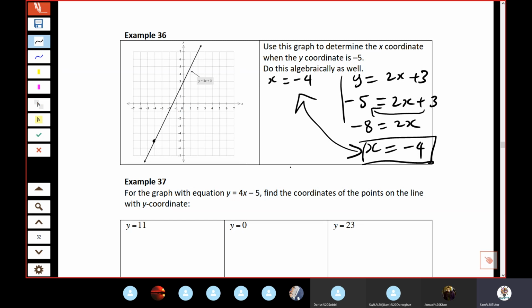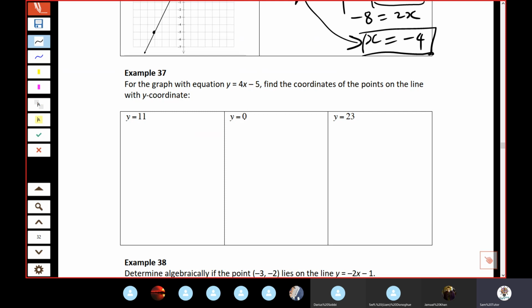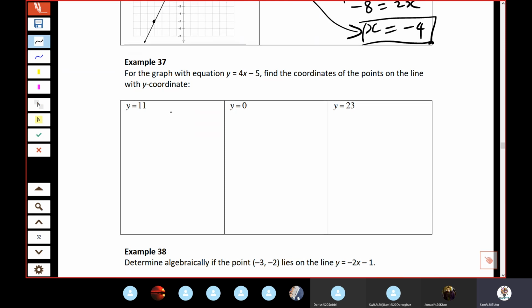All right, beautiful work. Why don't you guys try this, and then we'll mark it together. Scribble a few things down. You're just trying to find the x, given that y is 11. So I'll write you the first line. It'll look something like this. 11 equals 4x minus 5. And then y is 23. So 23 equals 4x minus 5. Go and solve for x.